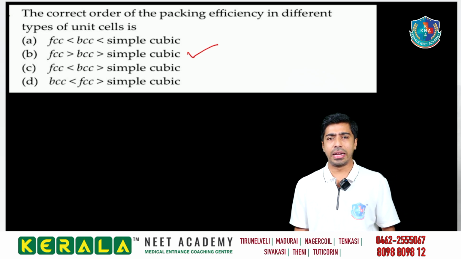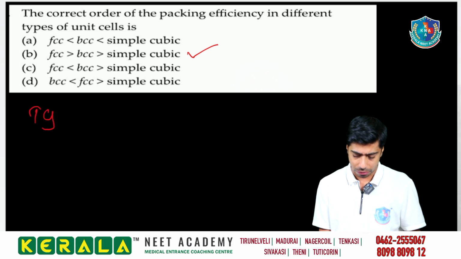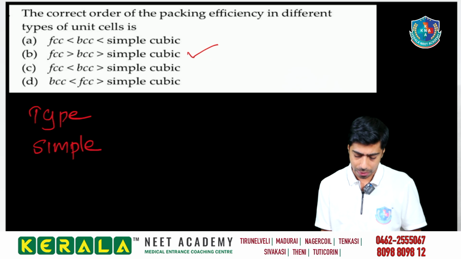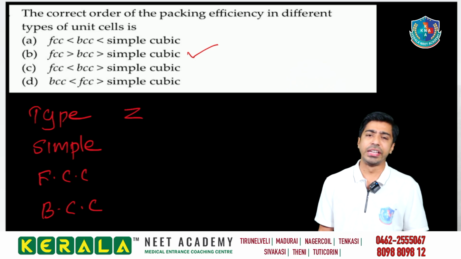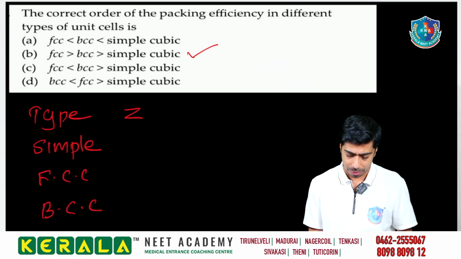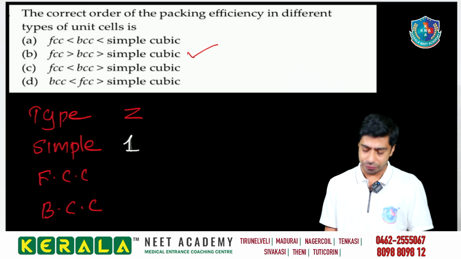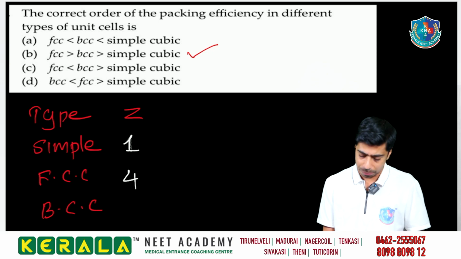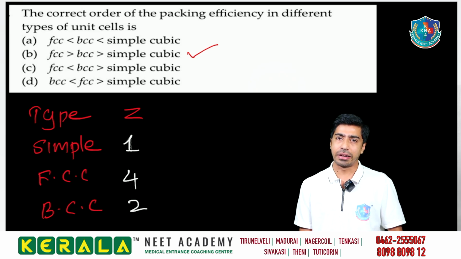So we are mainly dealing with FCC, BCC and simple cubic. The type of unit cell can be simple cubic, FCC or BCC. Now the number of particles Z in each type of unit cell: in simple cubic, the number of particles is equal to 1, so Z is equal to 1. In case of FCC, the Z value is 4, and in BCC, Z is equal to 2. And we should know the relation between edge length and radius.